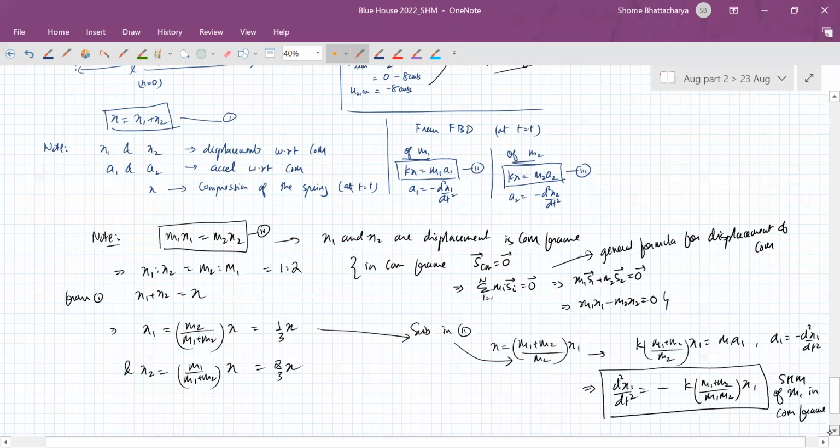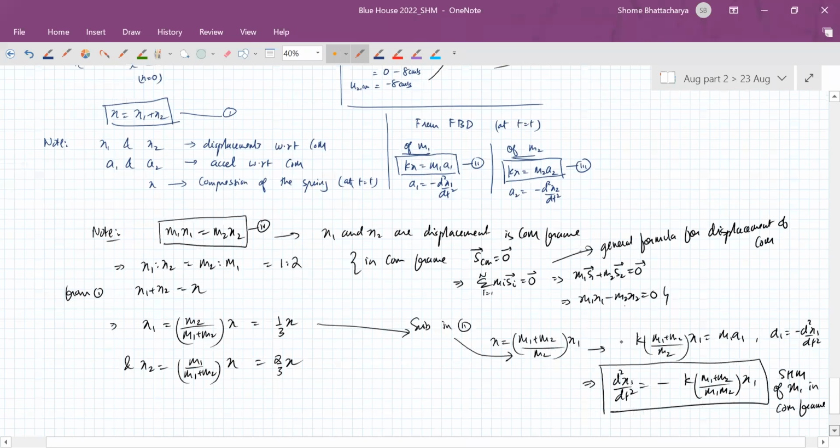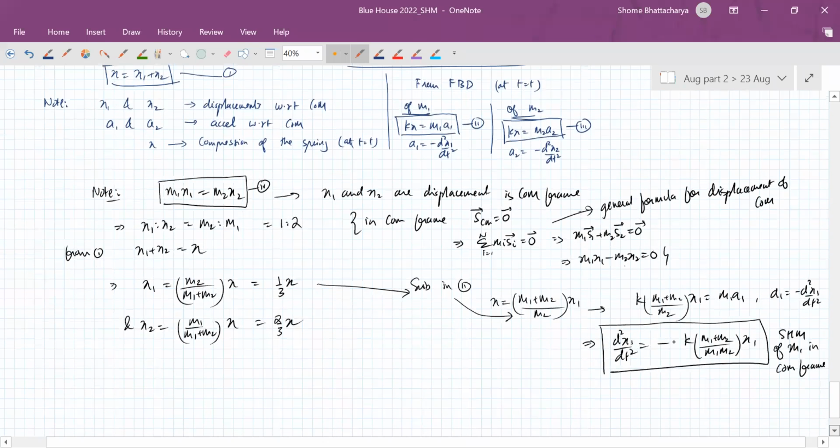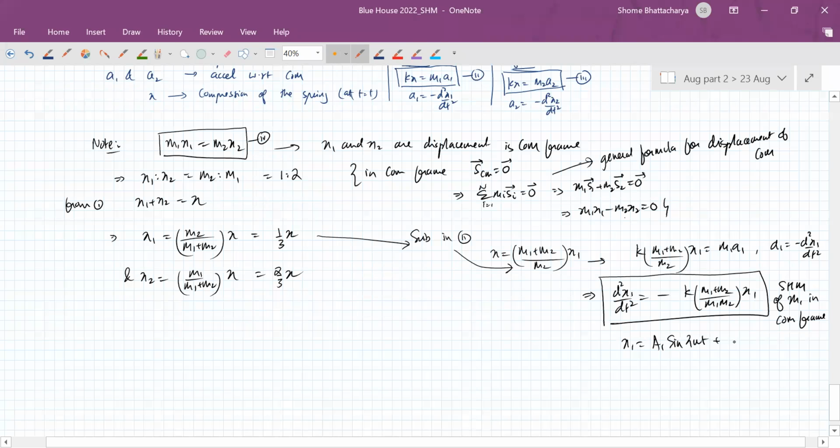So this shows us that x1 will be some amplitude, let's say a1 into sine omega t plus some phase constant phi1, where omega square is this term k times m1 plus m2 upon m1 m2. When you work this out, it is 800 newtons per meter into 6 plus 3 divided by 6 into 3 in kgs. So omega square comes out to be 400, so omega is 20 radians per second. I'll come to A1 and A2 also.